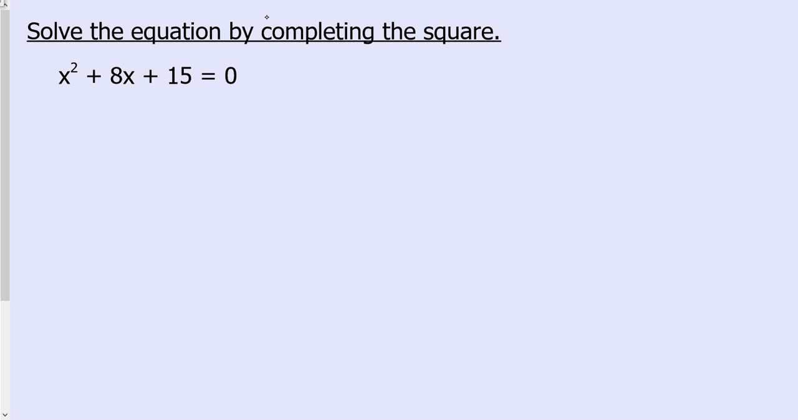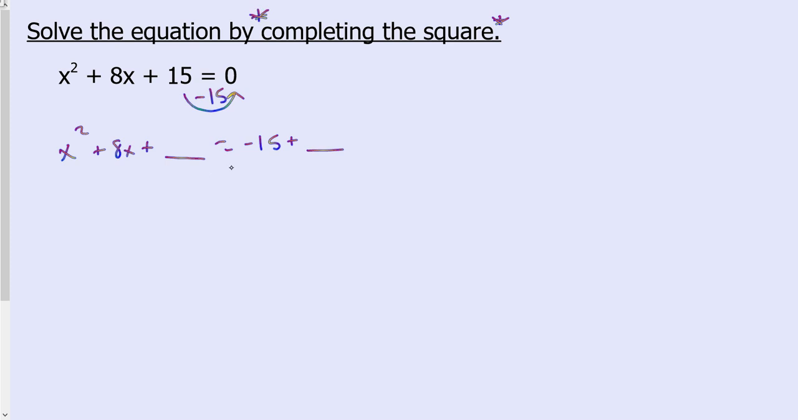But since it says to solve it by completing the square, I probably do need to go through and move this 15 over. Well, how am I going to do that? Easy. Subtract 15 from both sides. So this is going to turn into x squared plus 8x plus blank equals negative 15 plus blank.